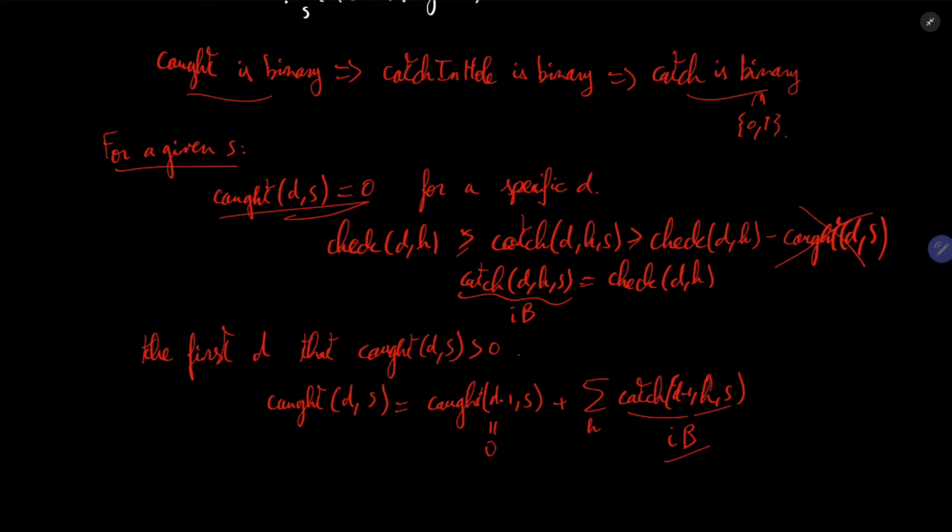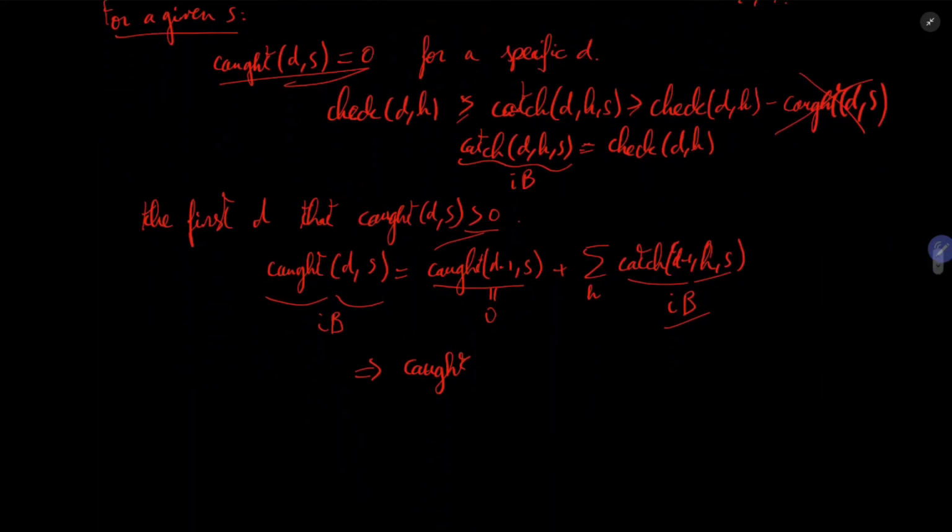And so because we have cut D minus 1 S that is equal to 0, and all the catch D minus 1 HS that are implicitly binary, then this is also implicitly binary. And because it is implicitly binary and it is strictly greater than 0, this implies that for the first day that cut DS is strictly greater than 0, we will actually have cut DS equal to 1.